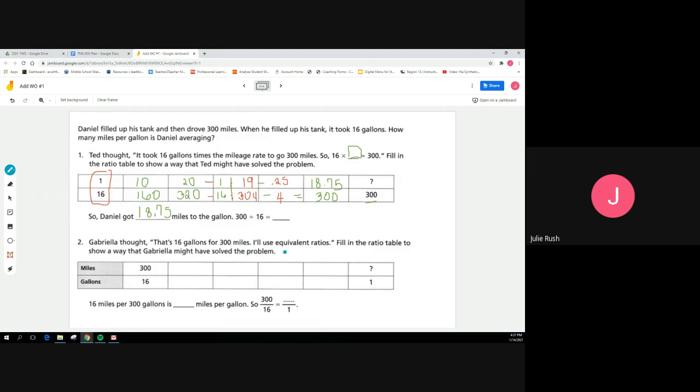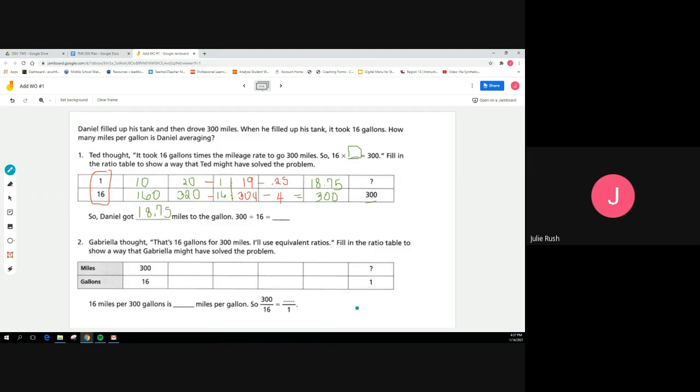I'll use equivalent ratios. Now, you know that I prefer equivalent ratios, and I'll show you why here, because I'm going to get to my answer, I think, more efficiently, but it's probably six of one, half a dozen of the other, right? So I'm trying to get 16 down to my target number of 1, so I can have my unit rate. 16 gallons got us 300 miles. We want to know what 1 gallon will get us.